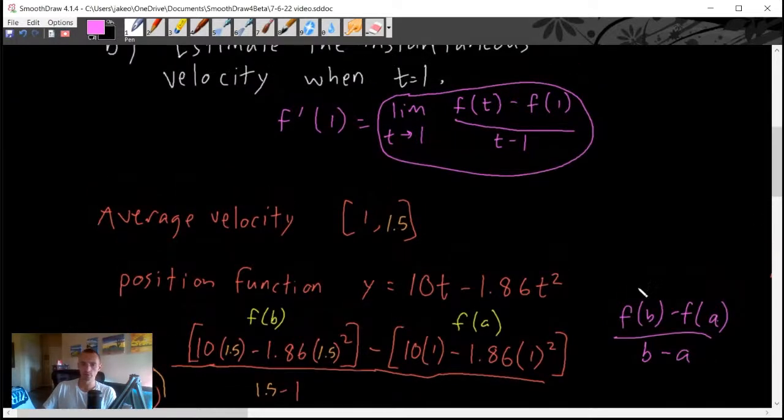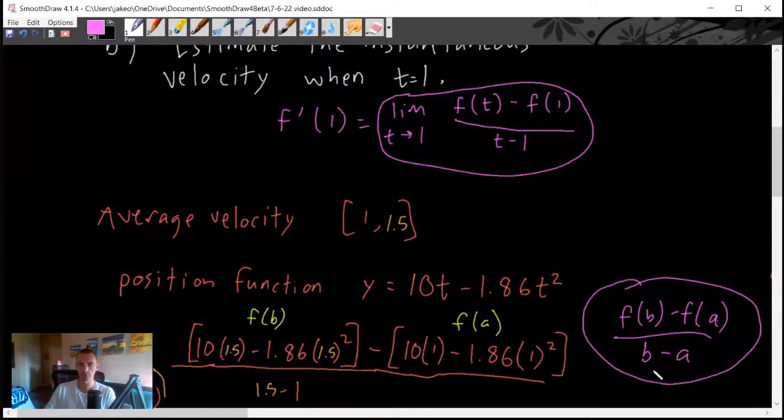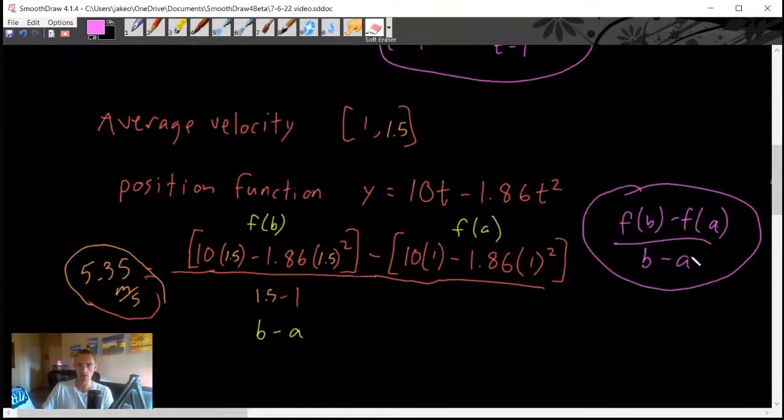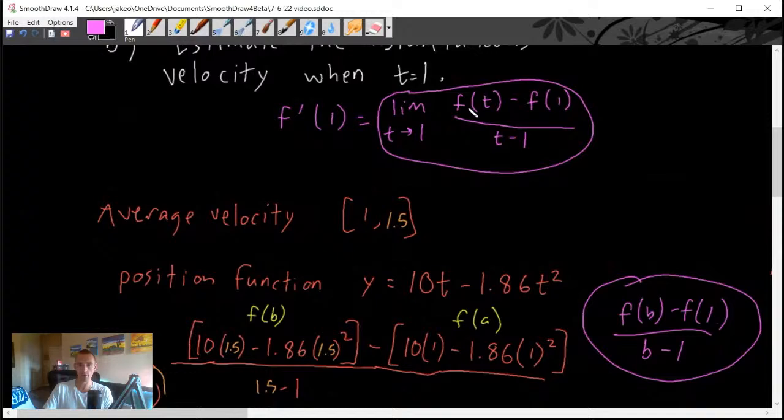These look pretty similar, right? This is the formula for average velocity. This is the formula for instantaneous velocity. They're very similar. And in fact, in what we found in part A, the left edge of each of these intervals is 1. So basically what that means is in part A, your a was always 1. We always had f of b, f of our second interval point, minus f of 1, all over b minus 1. Now that looks extremely similar to what we have here.